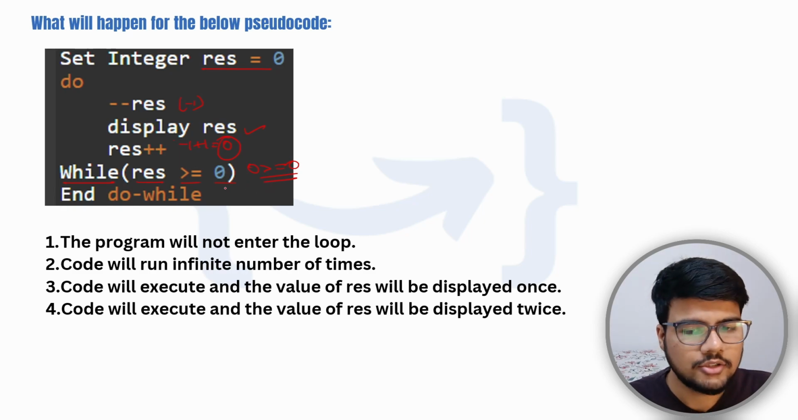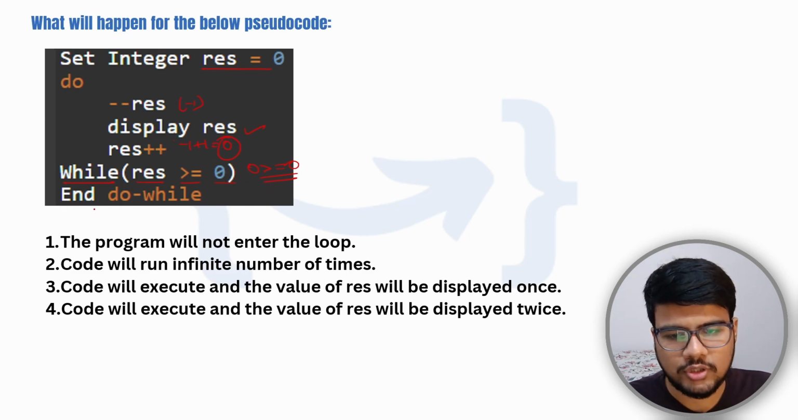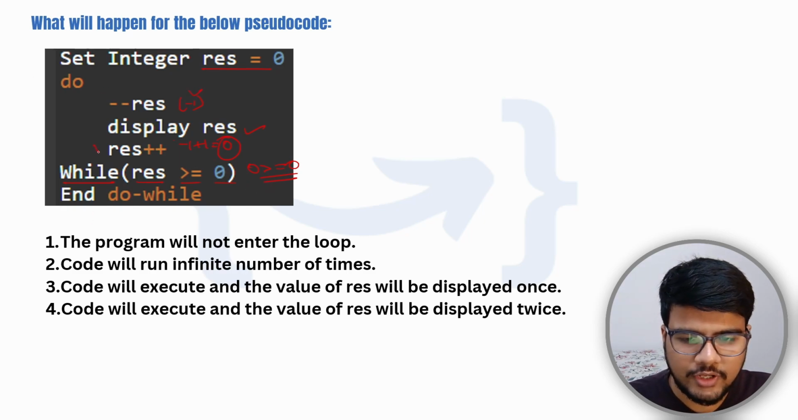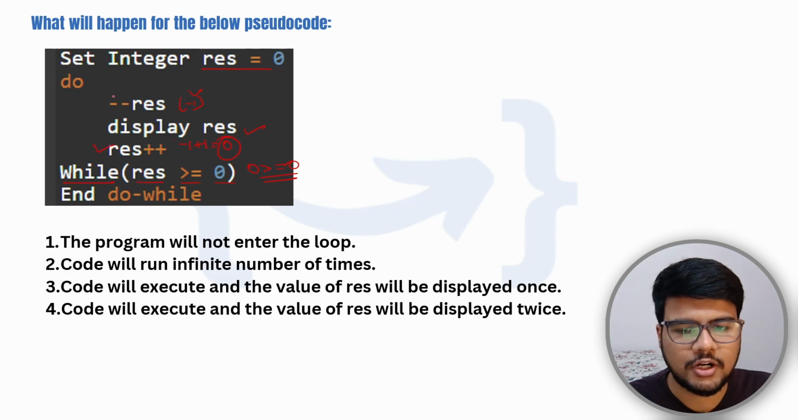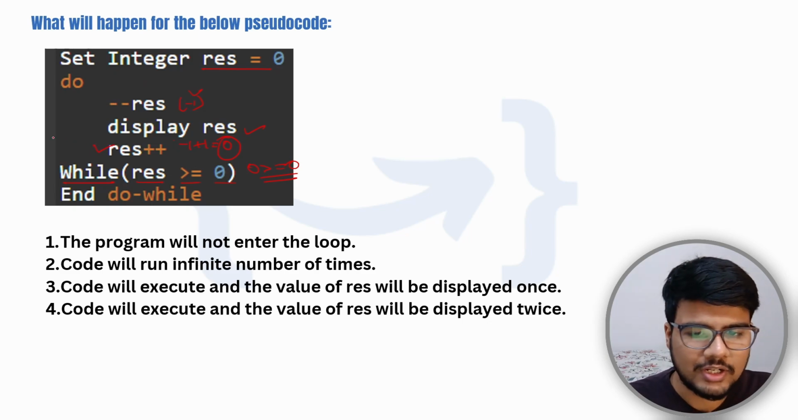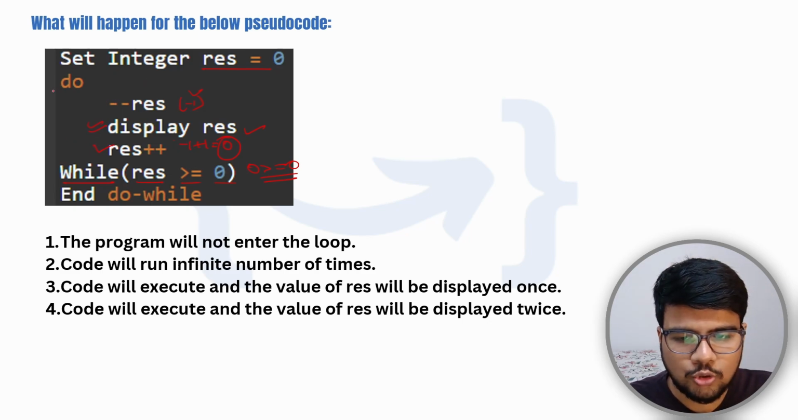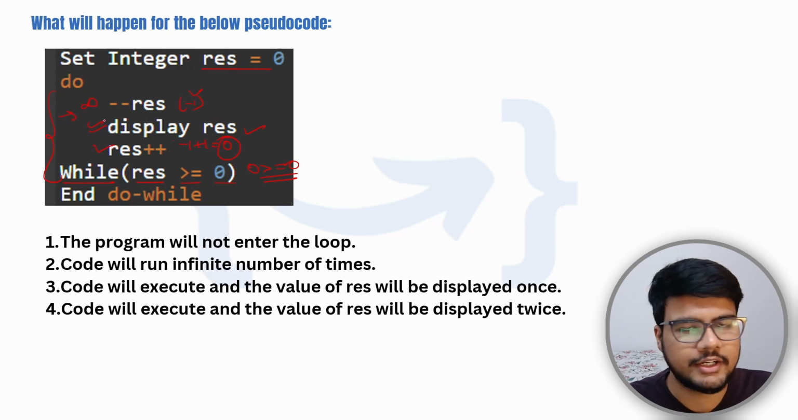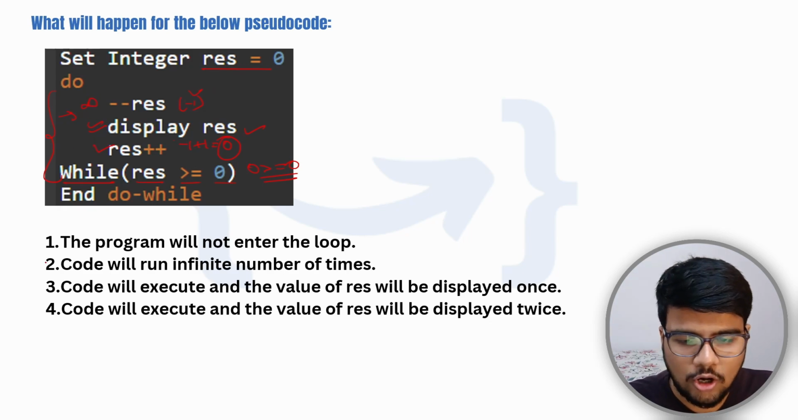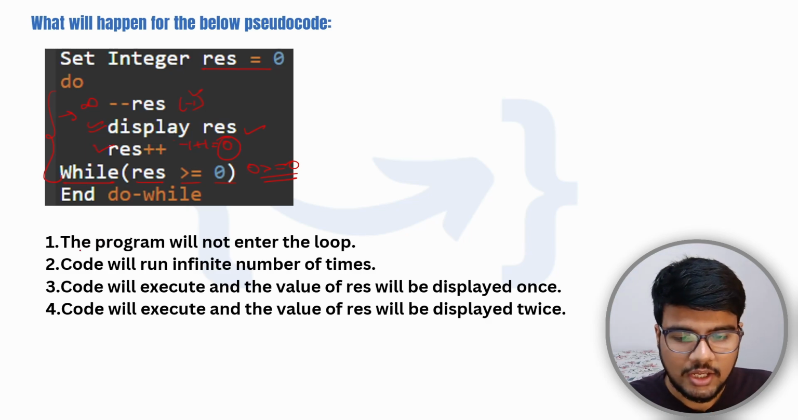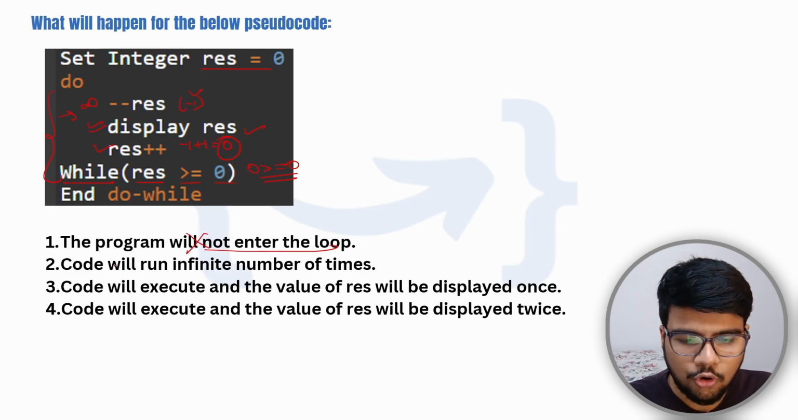Yes, it is. So what I can see actually is we are decrementing it, then we are incrementing it, which makes it a neutralized condition. Then we'll keep on printing my res and my do while will be stuck in an infinite loop. Okay, so this is what will happen with the pseudocode. Let's hop towards the options, which is making sense. The program will not enter the loop. No, it will enter because it's a do while. Code will run an infinite number of times, okay, which makes sense.